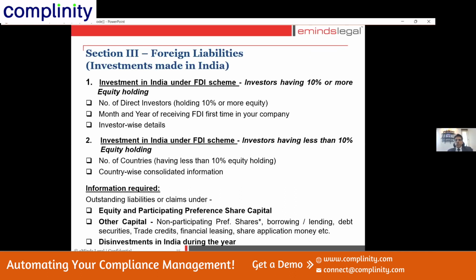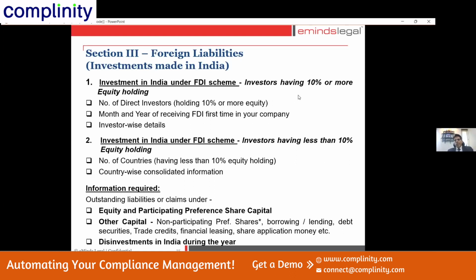One is we need to put in information about any capital or any liabilities towards non-resident shareholders having 10% or more equity holding. Second is in case there are investors having less than 10% equity holding, therein we need to provide information on a country-wise basis. Third is the portfolio investment, and fourth is the other outstanding liabilities.